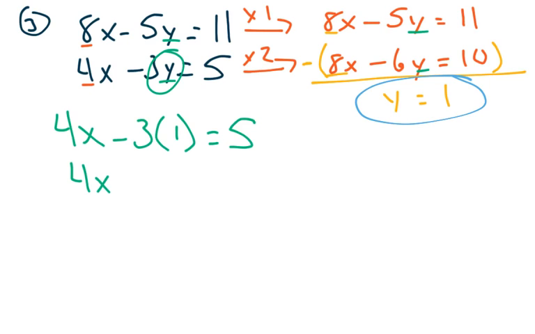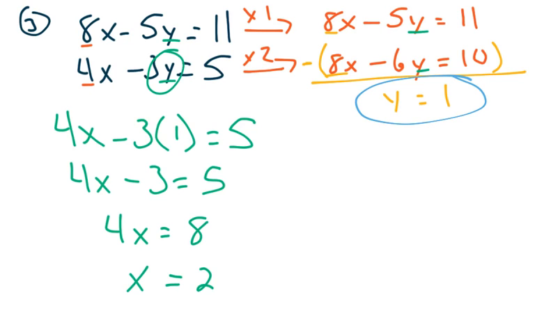Multiply 4x, negative 3 times 1 is negative 3, equals 5. Two-step equation now. Add 3, so 4x is equal to 8. Divide by 4, that means x is equal to 2. So then my final answer is 2, 1.